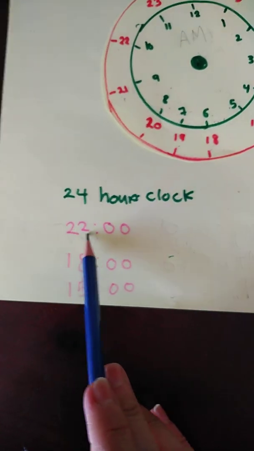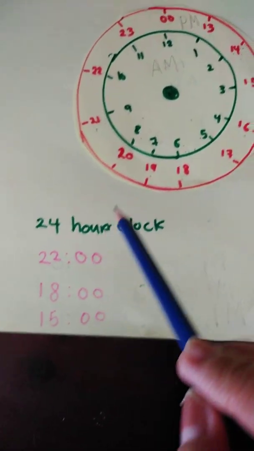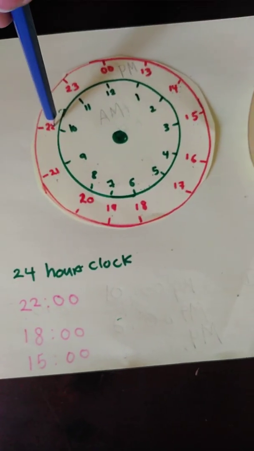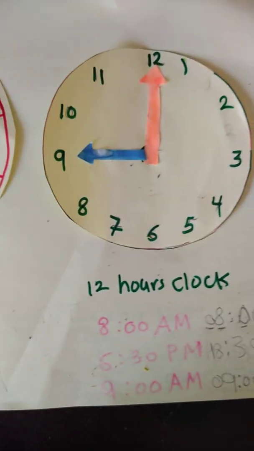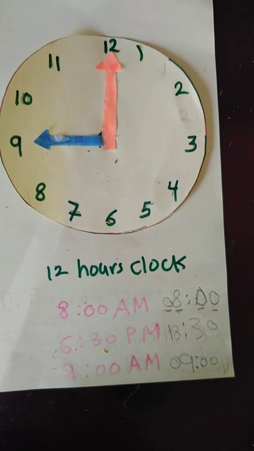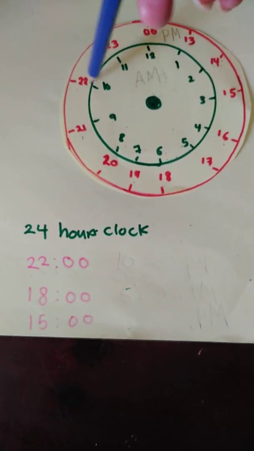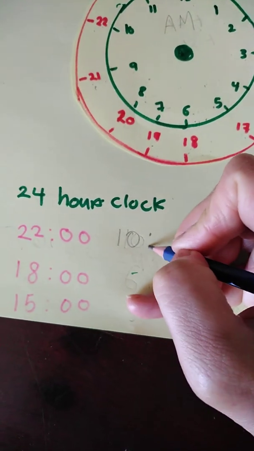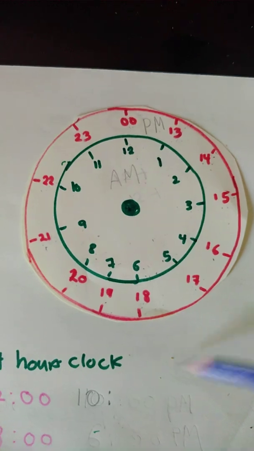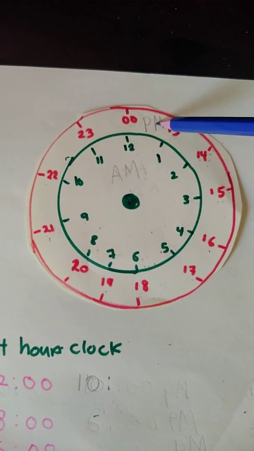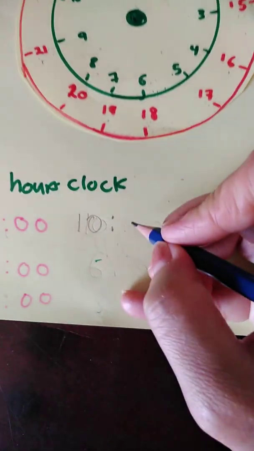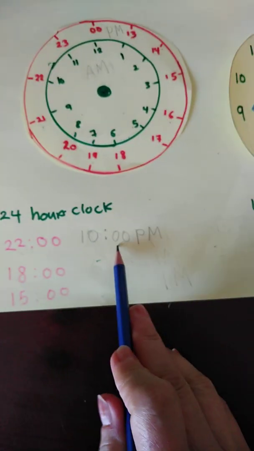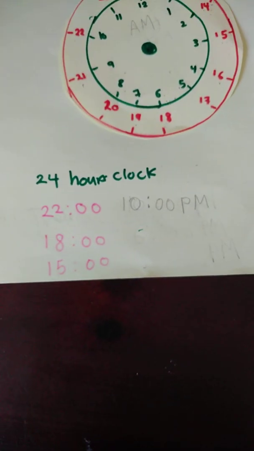So if the time is 22:00, we go to our 22. This is our 22. We want it to be in PM or AM using this clock. So PM means, what is the opposite number to 22? It's 10. This means it's 10. Is it AM or PM? If it's in the next 12 hours, it's going to be PM, 10:00 PM. This is how we convert time from the 24-hour clock to the 12-hour clock using PM and AM.